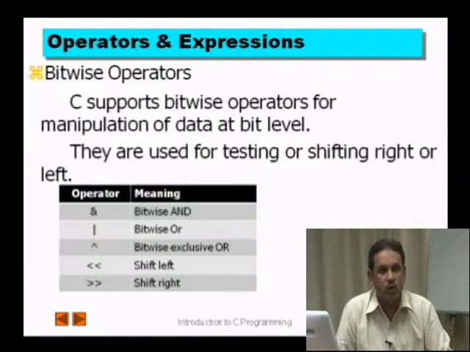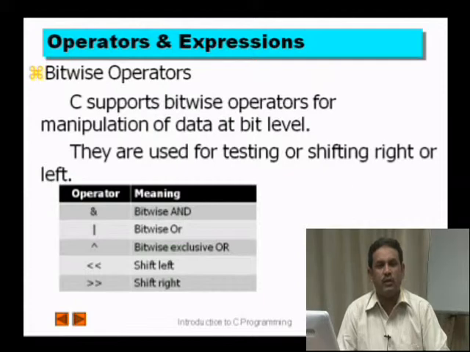They are used for testing or shifting right or left. You can shift towards left or towards right, or even testing, which is nothing but performing ANDing or performing exclusive OR and so on. So, there are different types of operators available. The first one is the AND operator, bitwise AND, the same AND as you have seen in the logical AND, same thing here also.